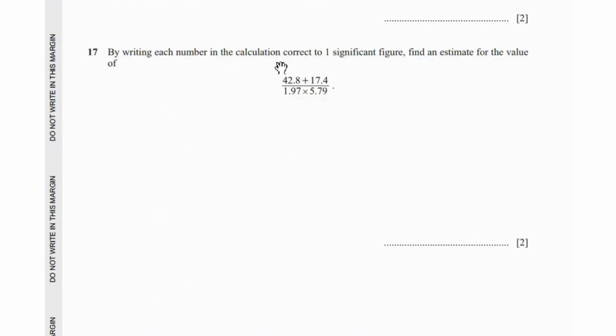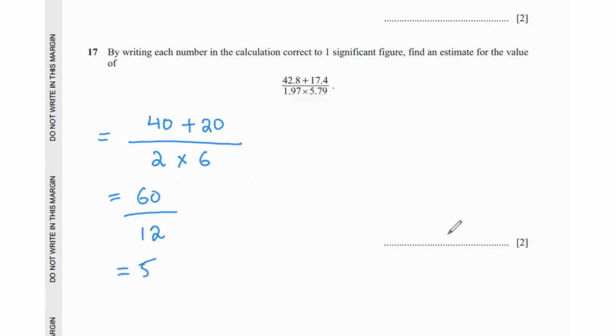By writing each number in the calculation correct to one significant figure, find an estimate for the value of this. So 42.8 correct to one significant figure is 40. 17.4 is 20. 1.97 is 2. And 5.79 is 6. 40 plus 20 is 60. 2 times 6 is 12. 60 divided by 12 is 5. That's your answer.